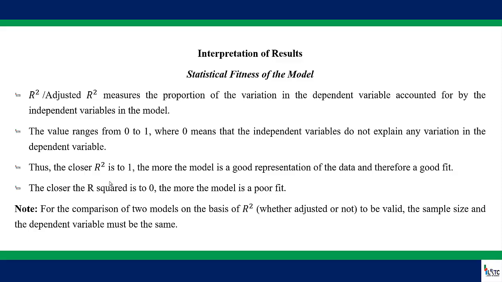So for instance, if adjusted R-square is 0.98, it simply means that the independent variable explains 98% of the variation in the dependent variable. Now the remaining 2% is explained by the error term. So the value ranges from 0 to 1, where 0 means that the independent variables do not explain any variation in the dependent variable. That is a very rare case, but you can have 0.00 something.